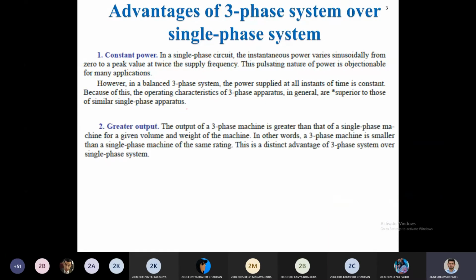Then what is the second advantage? The second advantage is greater output. What does that mean? The output of a three-phase machine is greater than that of a single-phase machine. How can I say that?